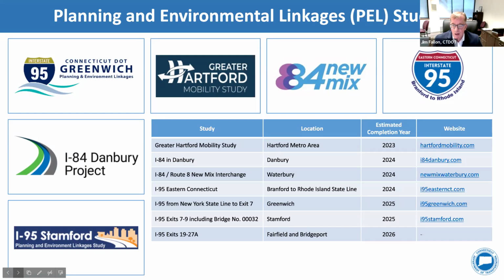But we're looking at I-84 in Danbury. We have 95 in Greenwich and Stamford, as well as east of New Haven, and other areas, the new mix, the Waterbury Mixmaster, and other areas throughout the state. So these projects are important for us because they give us ideas and recommendations for what we should do within those areas, and then to be able to plan for the future. Next slide.